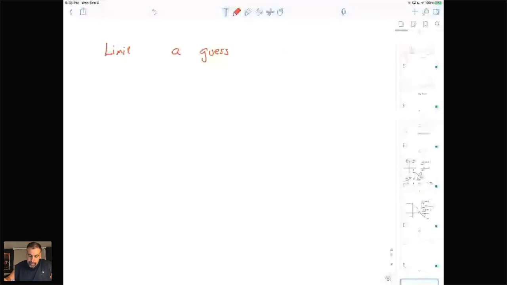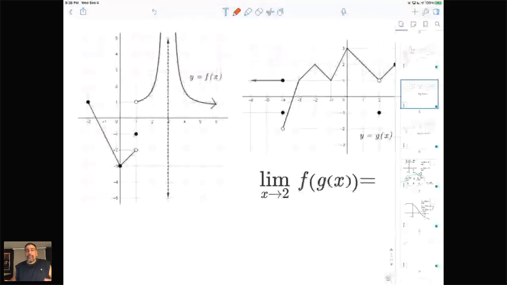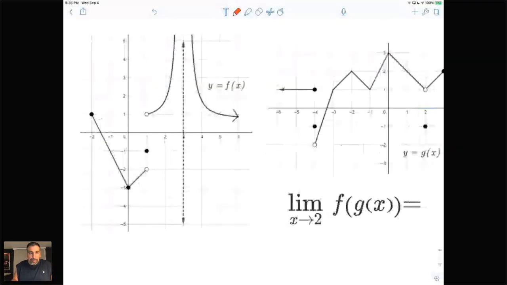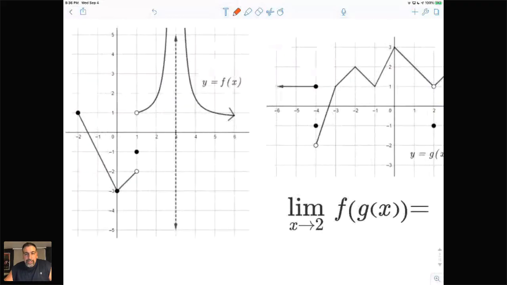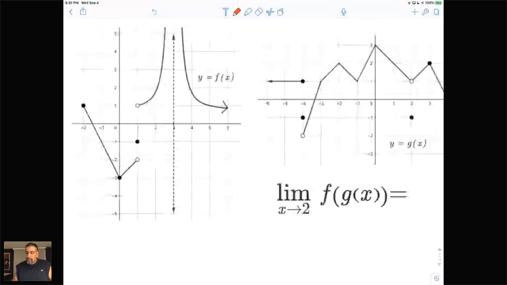So here's what I would like to look at for our next example. I hope this is large enough for you to see on your screens. I've got a limit here as x approaches 2. And this time we've got a little bit of a composition of functions. I want to give you just a moment to look at this on your own and see what you think the answer will be.